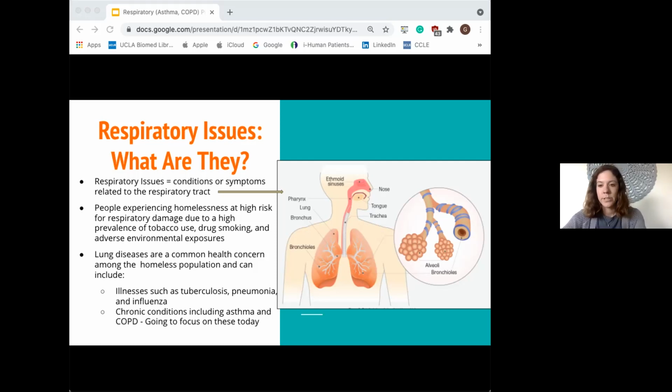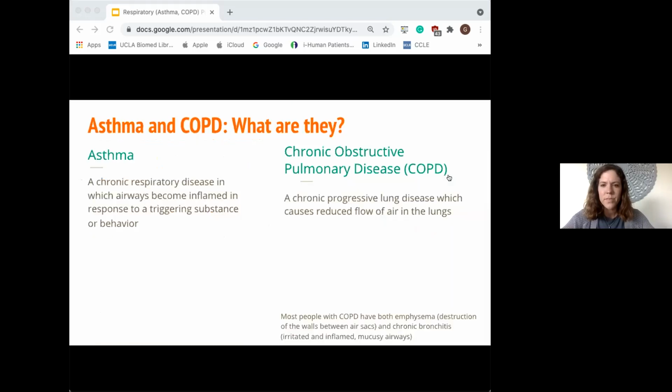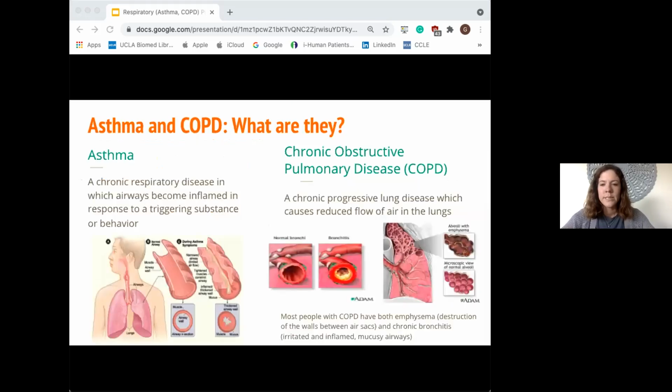I'll note too that some studies have found asthma and COPD to be as much as 2 to 3 times more common among people experiencing homelessness than some housed populations. So asthma and COPD, what are they? Asthma is a chronic respiratory disease in which airways become inflamed in response to a triggering substance, such as secondhand smoke or allergens, or behavior such as exercise.